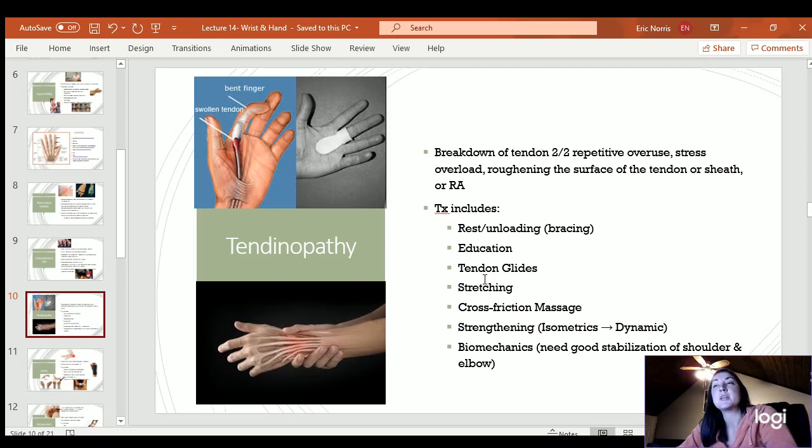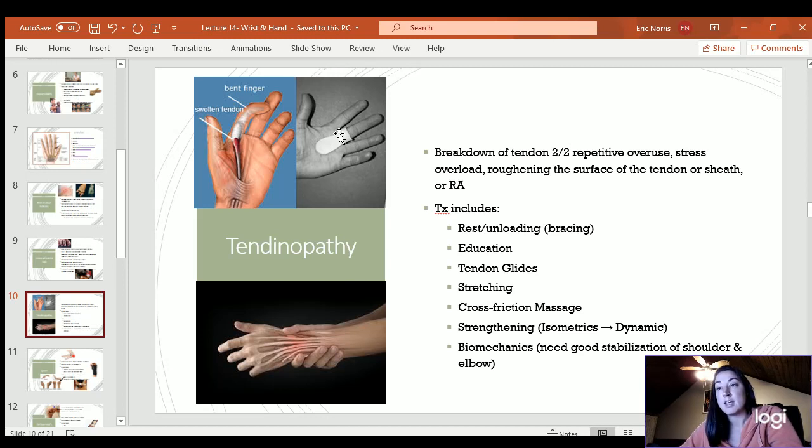Treatment, first you would unload the area. So oftentimes if it's in the fingers, they'll just do a little small brace for that specific area to offload. Educating the patient on the importance of avoiding using the hand as much as possible, of allowing it to rest and heal and not continuously damaging that area. Tendon glides we will go over later to assure that everything's still moving properly.